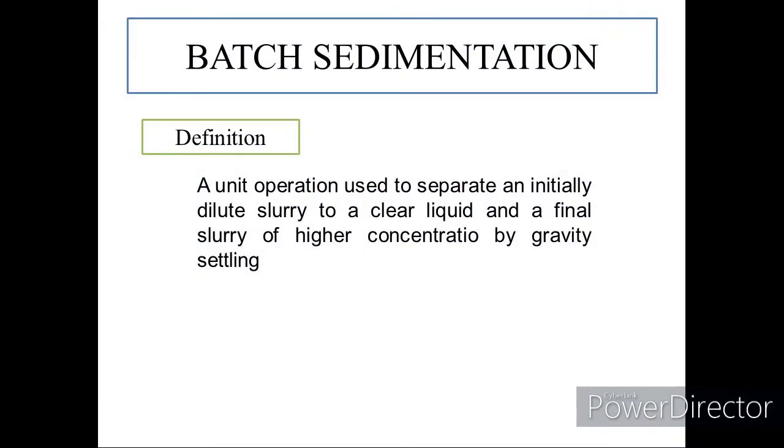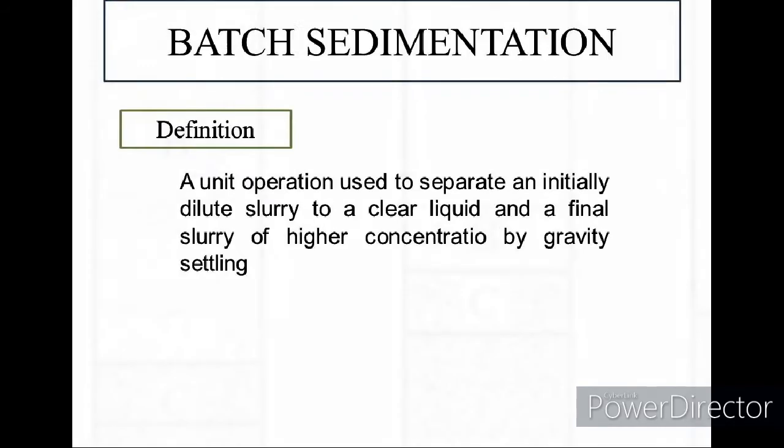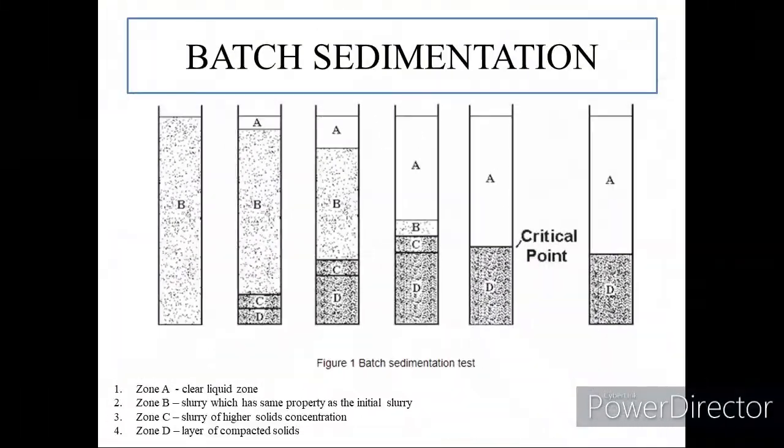For a certain batch sedimentation, this is a unit operation used to separate an initially dilute slurry to a clear liquid and a final slurry of higher concentration by, of course, the gravity settling. Now, we have this batch sedimentation test. So, in this illustration, you can see that it is a batch sedimentation test.